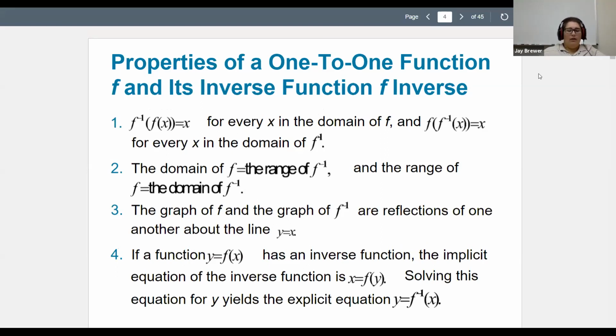Okay, recall from before that for every x in the domain, it'll be an inverse if they're equal. So if you take the inverse of the function and put f of x into that, or if you take the function and put the inverse in, if you get x out, then it's an inverse function. You guys can go ahead and write that down if you need it.